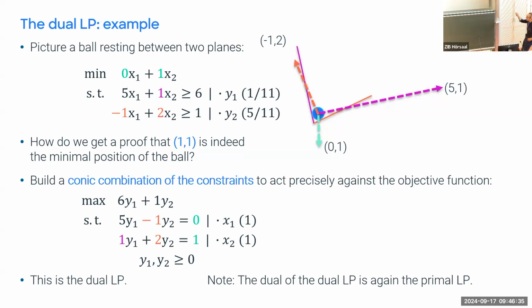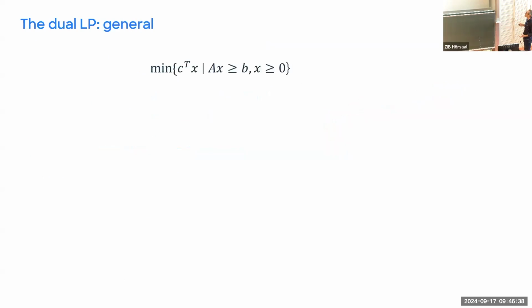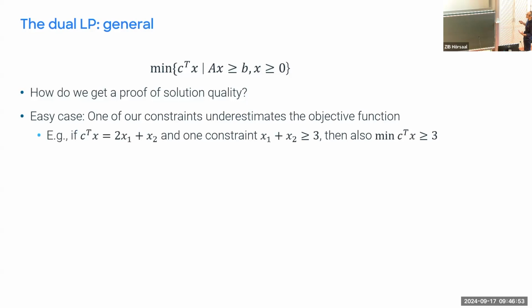Okay. This was just an example, so let's get it right in general. In general, we have a minimization problem: minimize c transpose x, such that Ax is greater than or equal to b, x greater than or equal to 0. So how do we get the proof of the solution quality? Well, there's an easy case. If I actually have one of the constraints which already underestimates my objective function, then I can use that right-hand side. So if the objective function is 2x1 plus x2, and one constraint is x1 plus x2 greater than or equal to 3, I know the objective function cannot be less than 3.